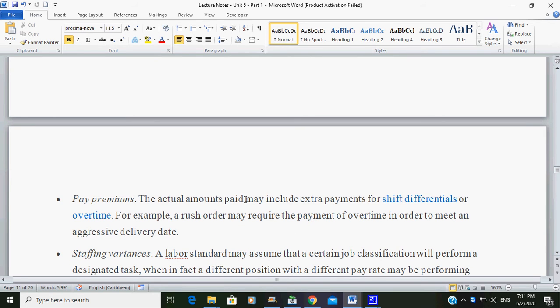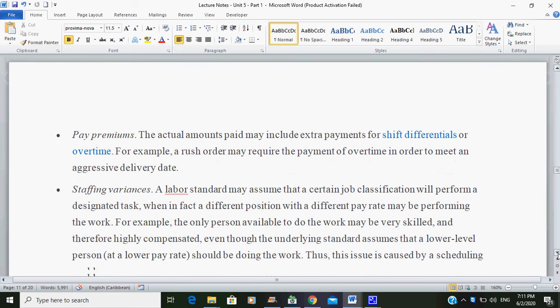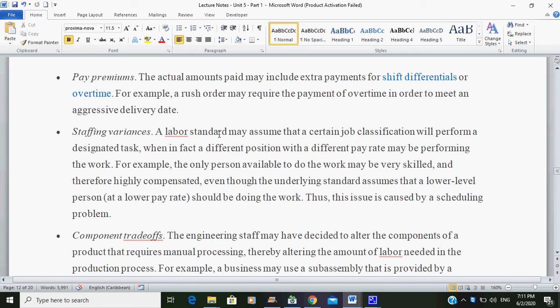Staffing variances. A labor standard may assume that a certain job classification will perform a designated task when in fact a different position with a different pay rate may be performing the work. For example, the only person available to do the work may be very skilled and therefore highly compensated, even though the underlying standard assumes that a lower level person, at a lower pay rate, should be doing the work. Thus, this issue is caused by a scheduling problem.